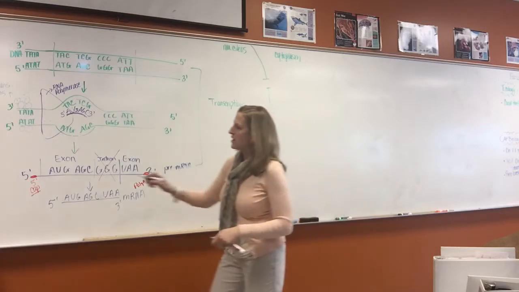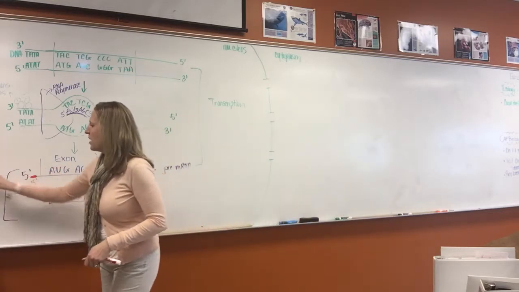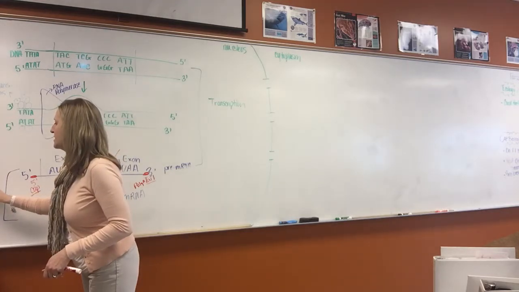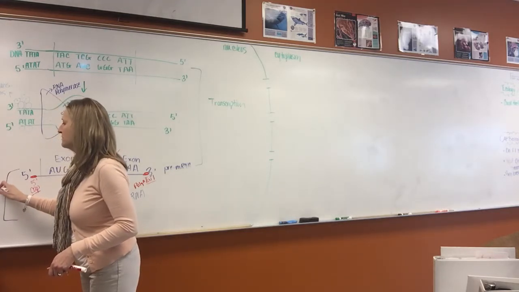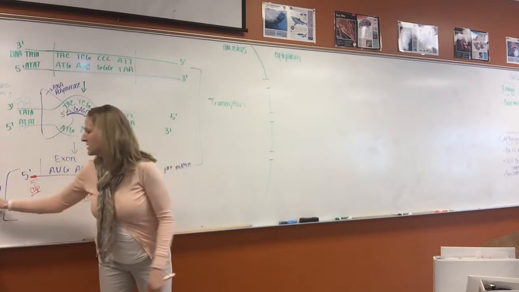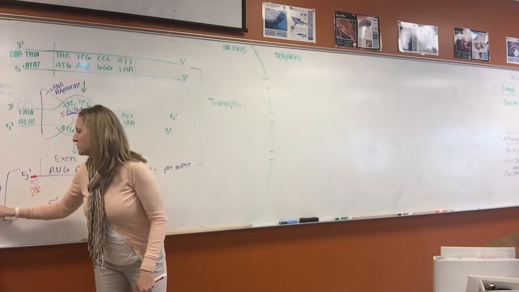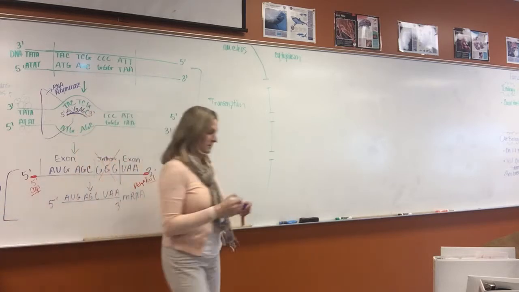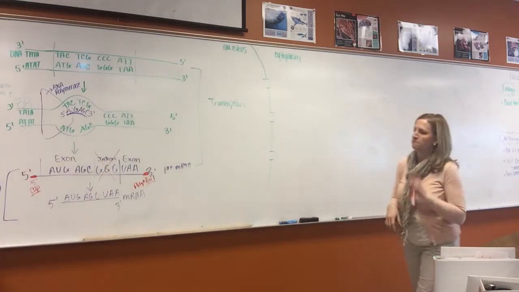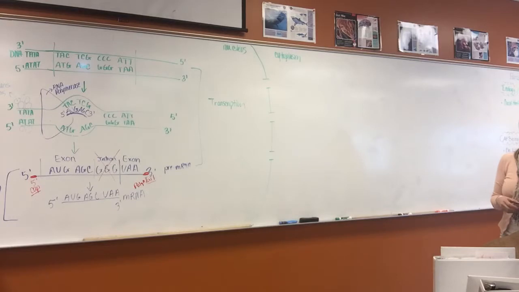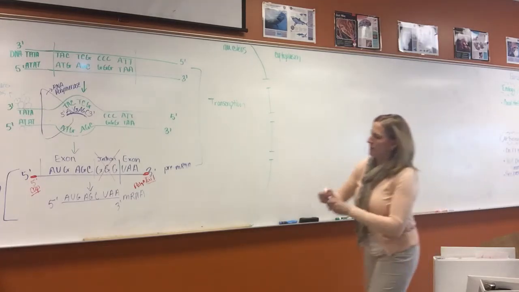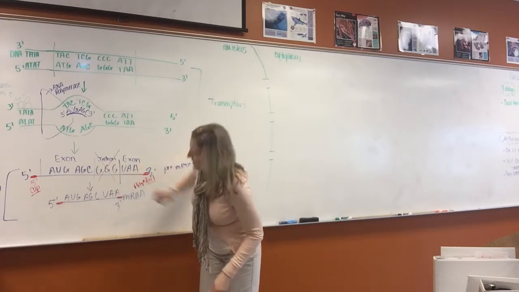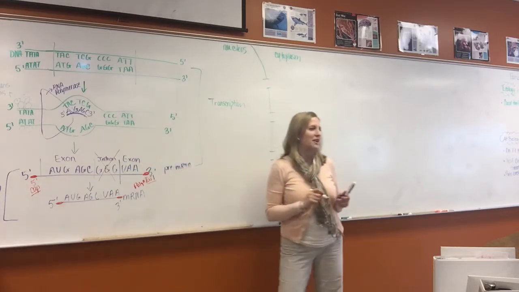This part right here, from here to here, we call RNA processing. Does this happen in bacteria? No. This is in eukaryotes only. Now let me redraw, here's the cap and the tail on there. Now what happens to our mRNA?